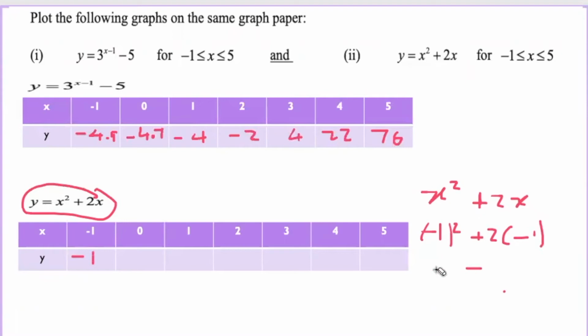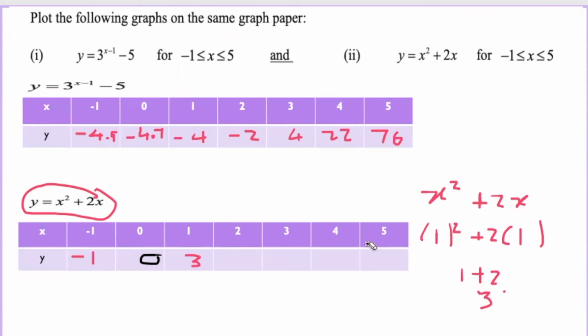Next, I'll be doing x equals 0. So where I have minus 1, I will replace it with 0. But as we know, 0 has no value, so all of this will be gone to give me 0. The next one is when x is equal to 1. So I'll replace here to be 1. So 1 squared is 1, plus 2 times 1, that's 2. So 1 plus 2, that will give me 3. So I'll put a 3 here.